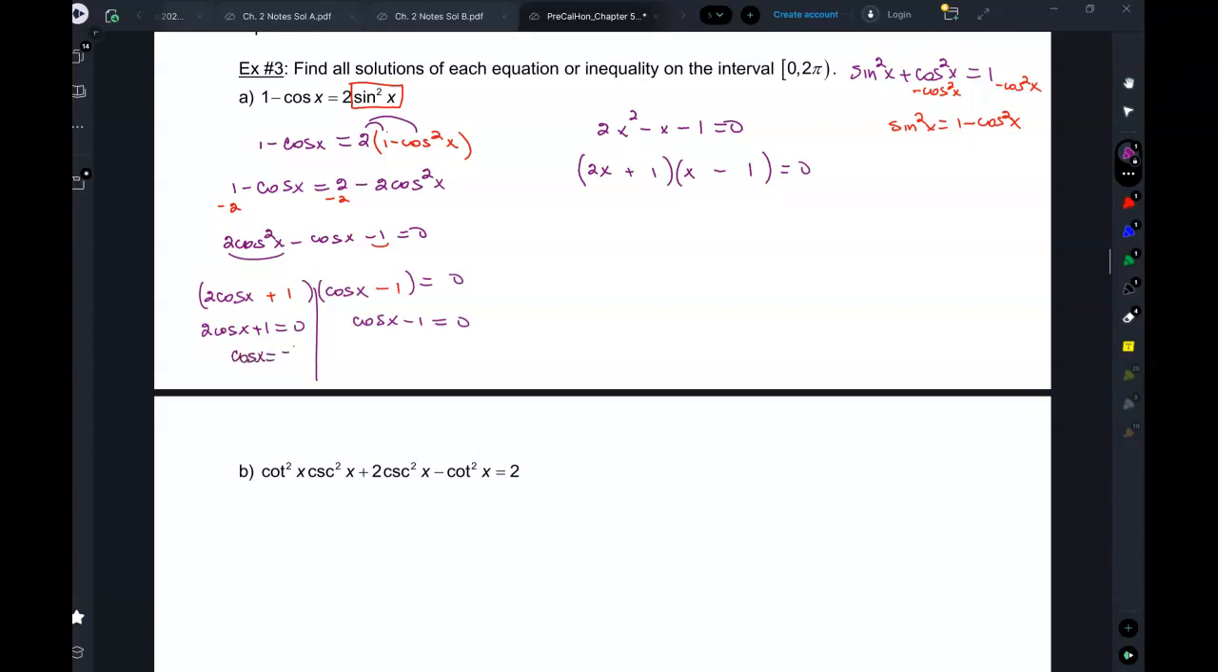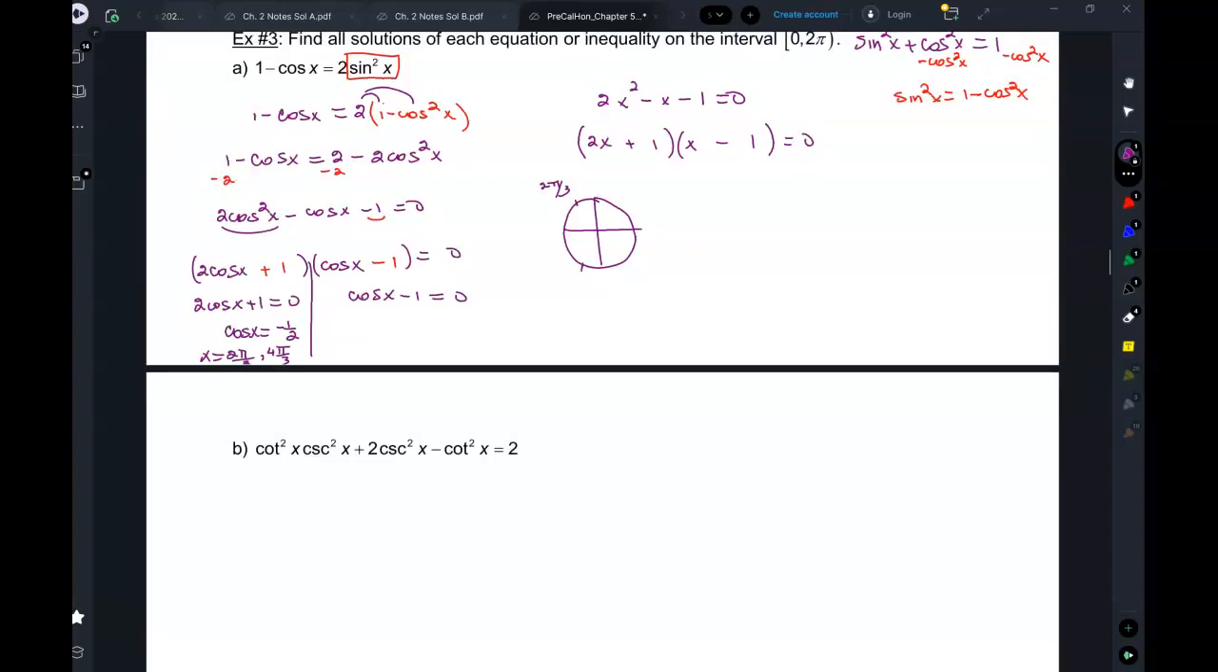So here cosine x equals negative a half. Where is cosine equal to negative a half? Here and here, right? So 2 pi over 3 and 4 pi over 3. Where is cosine equal to 1 here? Cosine x equal to 1, just at pi over 2, right? It's negative 1 anywhere else. So my answers are pi over 2, 2 pi over 3, 4 pi over 3.